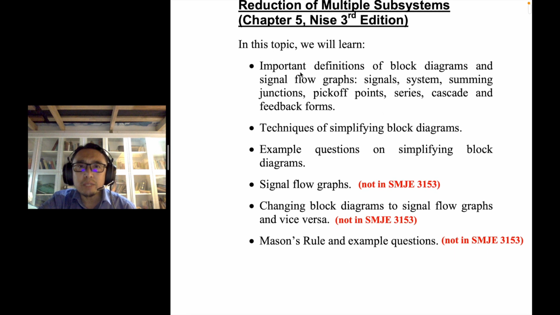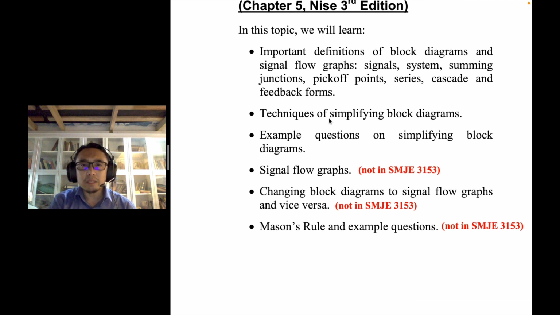In this topic, we will learn important definitions of block diagrams and signal flow graph, signal system, summing junction, pickoff point, series, cascade, and feedback forms. And this is the main discussion: how to simplify block diagrams. We will look at some examples. For this course, we will not look at signal flow graphs, although you are free to study it on your own. Signal flow graphs are just another way of representing block diagrams using lines, dots and arrows. So we will focus our attention on block diagrams.